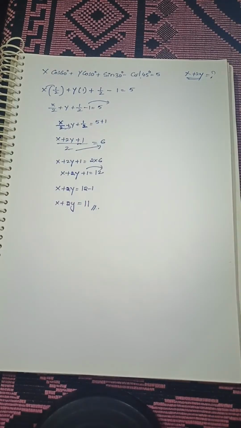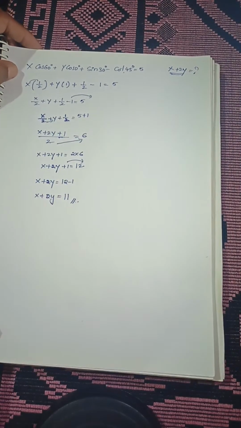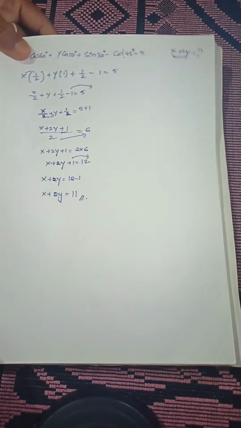Remaining, you can do the problems with a very easy method. I'm telling you, with a very easy method you can do all the problems. You just have to go through all the identities. That's it. Okay, I think this problem is done.